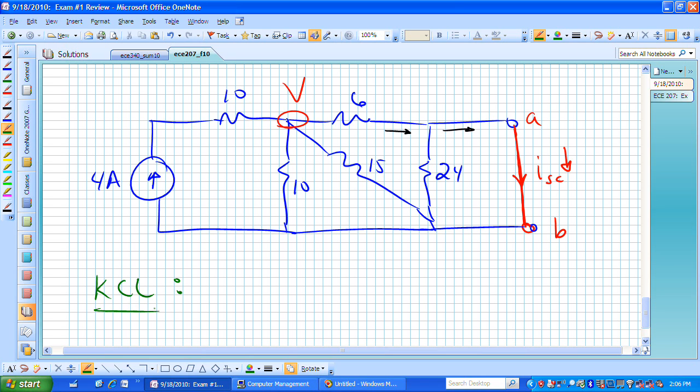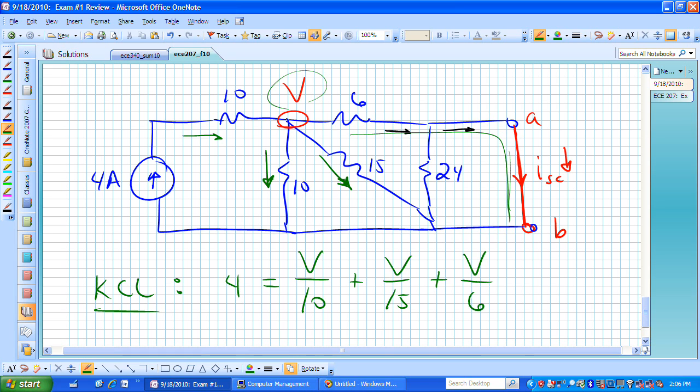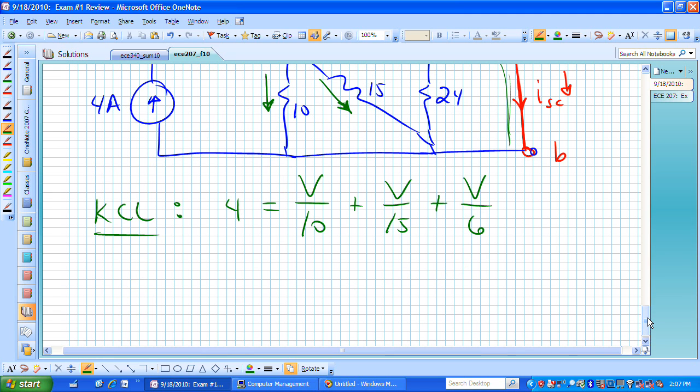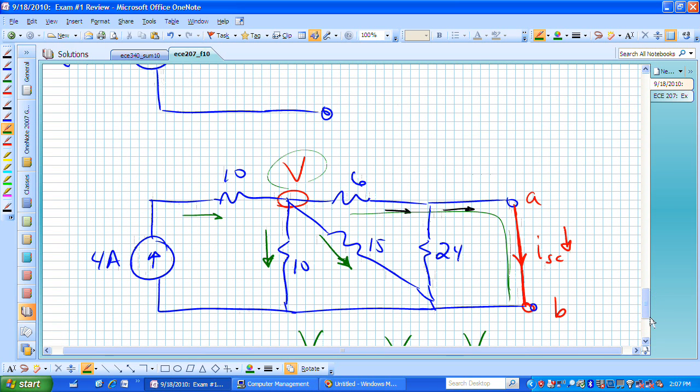Now writing KCL for this node voltage V, we have 4 coming in, that's this current. The current coming out going down vertically is V over 10. The current going at an angle is now V over 15. And now we have to realize that this voltage V is no longer split between 6 and 24. Now it's split between 6 and 0 in terms of the resistance that it sees. So we now have V over 6 for our last current, which is the current going horizontally to the right.